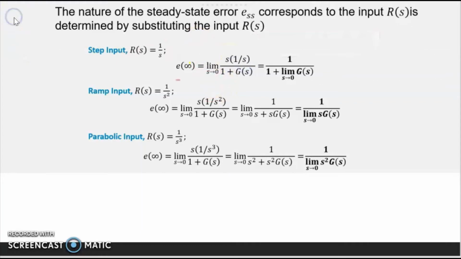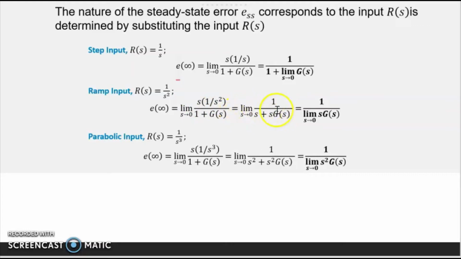And you can see here that s and s can be cancelled, so you will end up with this equation. Here you're taking the limit as s approaches 0. The 1 is a constant, but this one we're taking the limit of G(s) here. The same goes for the ramp input. If you have a ramp input, you just substitute into the equation and cross out, which leaves another s, 1 over s.